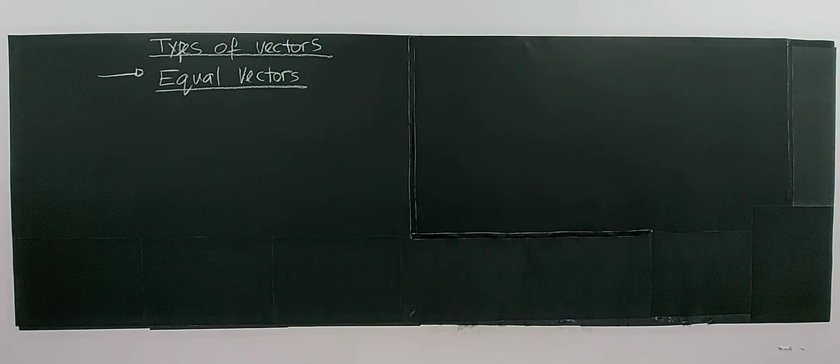Alright, in this video we're going to talk about all the types of vectors. The important one, the selected one. The first one I'm going to talk about is equal vectors. What is meant by equal vectors? Two vectors are equal if they have the same magnitude and the direction.